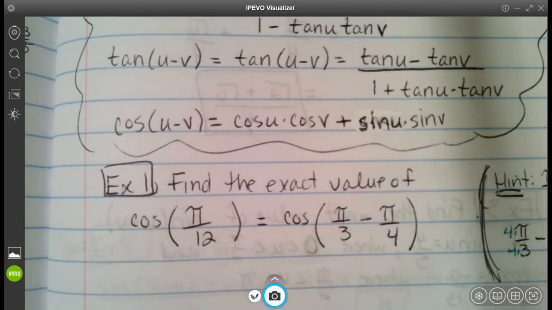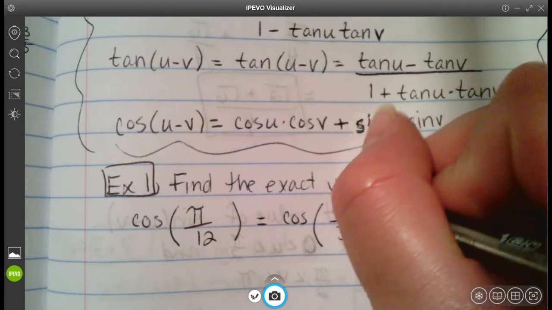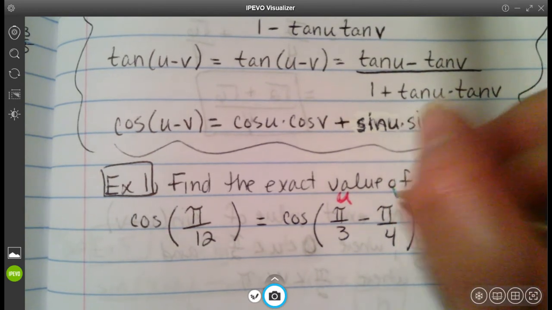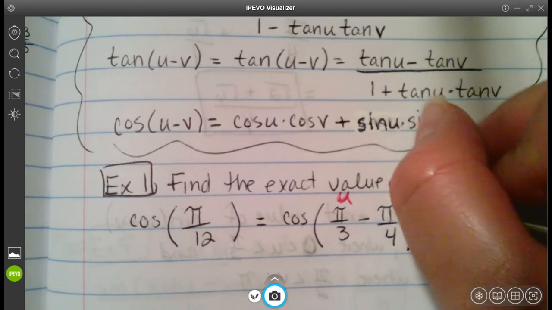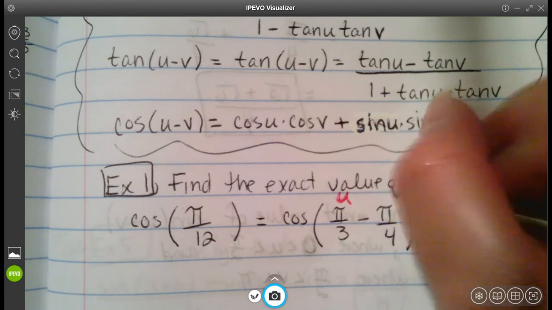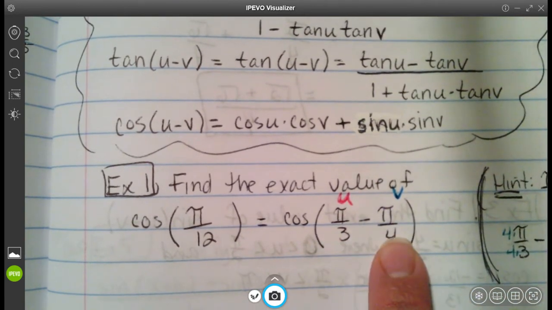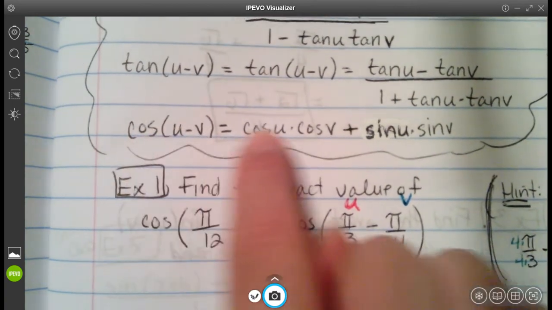And now that I have it written down like that, I can go ahead and assign values. I can say that this is kind of like my u, and this is kind of like my v. Actually, let's use this color. I think I used blue in the foldable. Okay, so this format right here, u minus v, matches this formula right here.